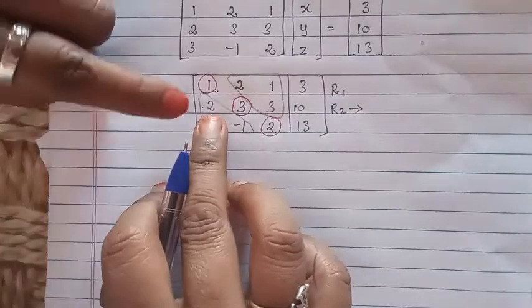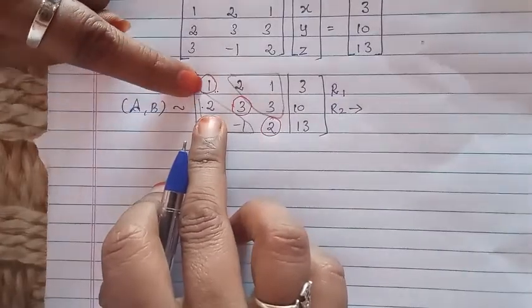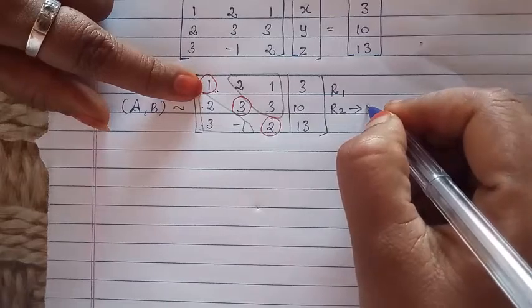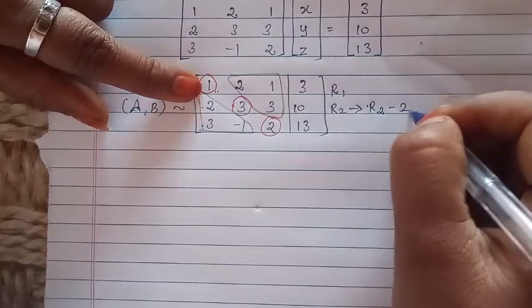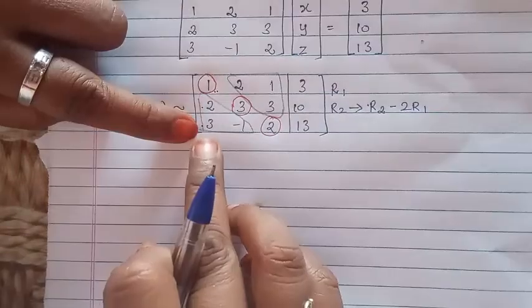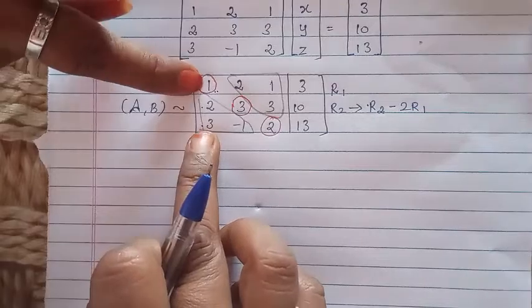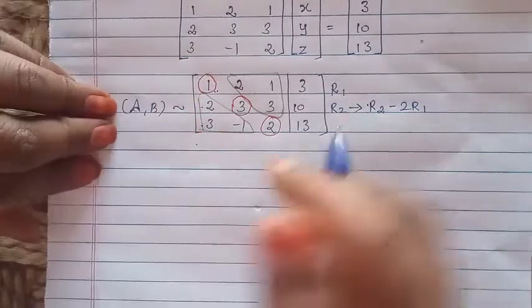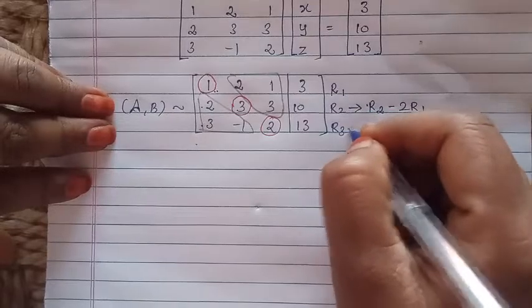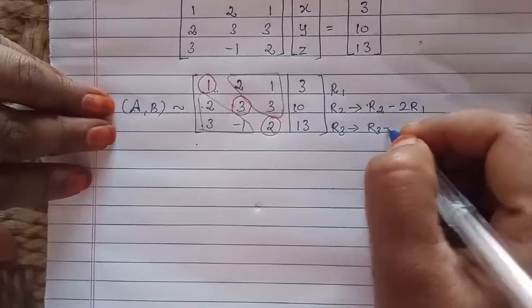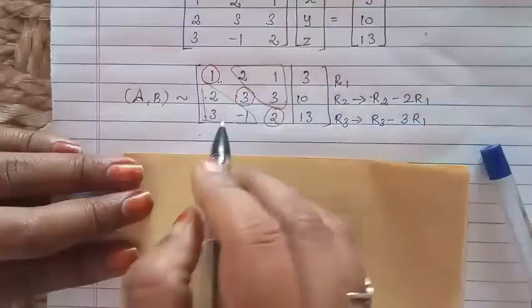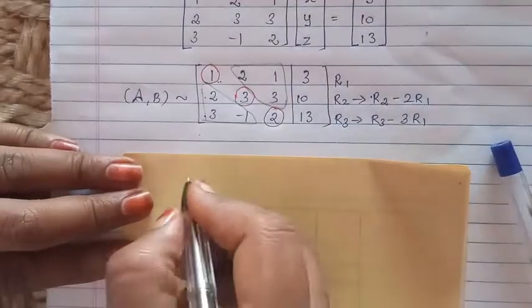So here there will be no changes in row 1, and in row 2, how can you make this 0? You have to multiply 1 with 2 and subtract it from 2. That is row 2 minus 2 into R1. How can you reduce this to 0? It is 1 here, so multiply this with 3 and subtract it from 3. So the operation is row 3 minus 3 times R1. Now let us execute these row operations.